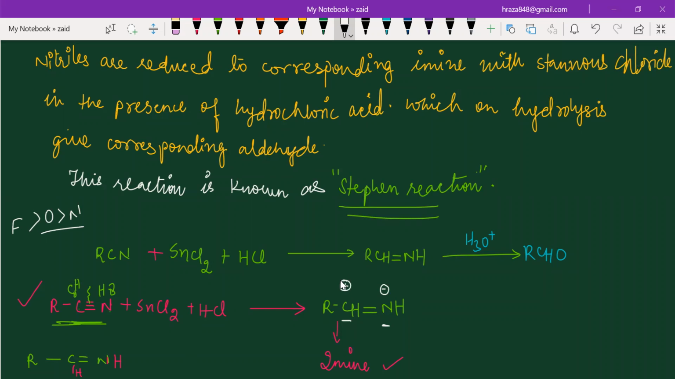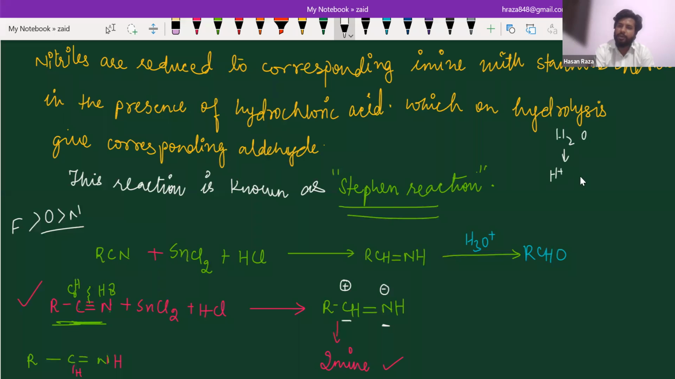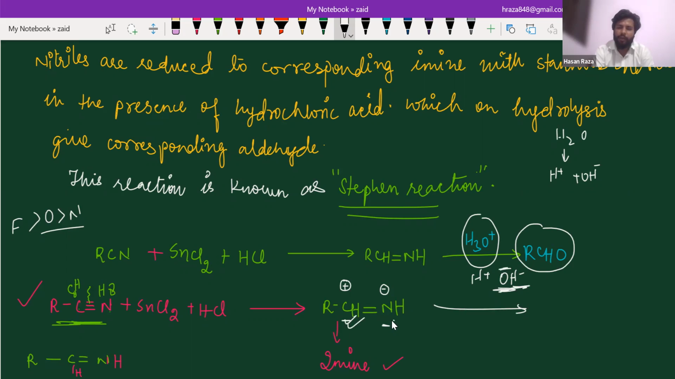Now see, you know that H2O has two parts, H plus and OH minus. Yes or no? So if you are going to do hydrolysis, that means H plus and OH minus will be there. And in this way, after hydrolysis, you will get RCHO. This oxygen will come with carbon because it has a negative charge, and this hydrogen will go with NH and form NH3, and you will get RCHO. Please write this.